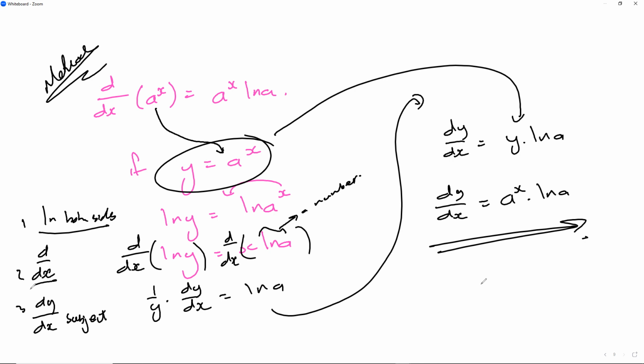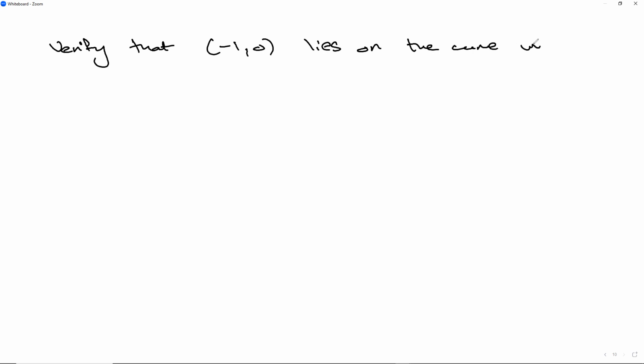Okay, let's go to the next question. A more difficult question. Let's suppose we try the following. We want to verify that -1 and 0 lies on the curve with equation 3x e to the power of y plus 2x plus 5 equals 4y.